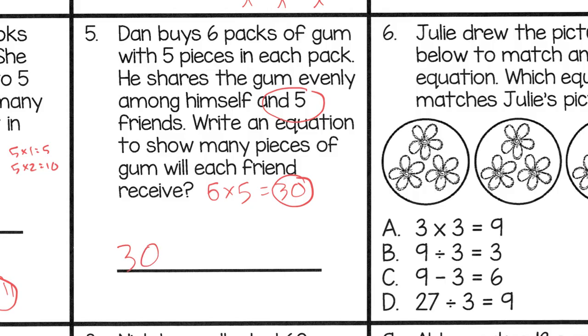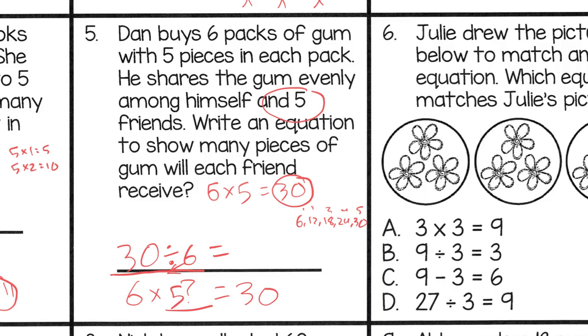So I'm going to take my 30 pieces of gum and divide it among those 6 people to figure out how many each is going to get. Once again, if I flip this around and put my 30 over here and my 6 on the other side, 6 times what number is 30? Well, if I count by 6s: 6, 12, 18, 24, 30. How many is that? 1, 2, 3, 4, 5. 6 times 5 is 30, which means 30 divided by 6 is 5. Each person is going to get 5 sticks of gum.